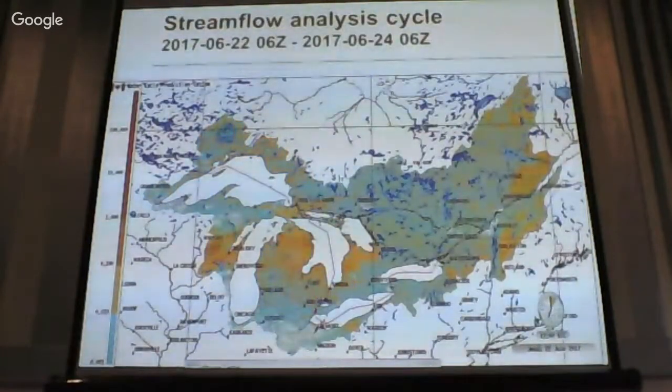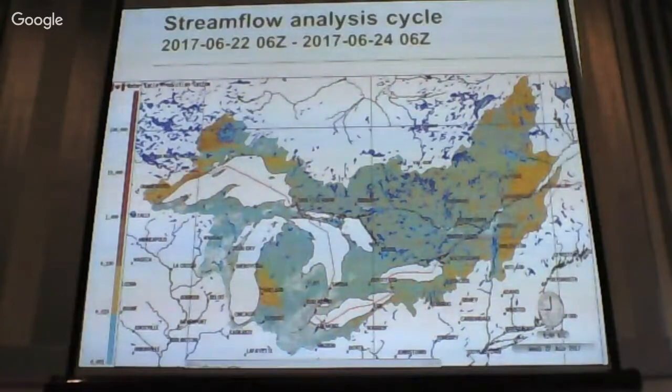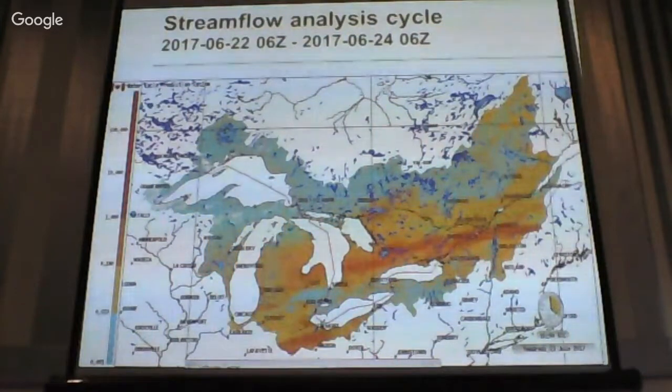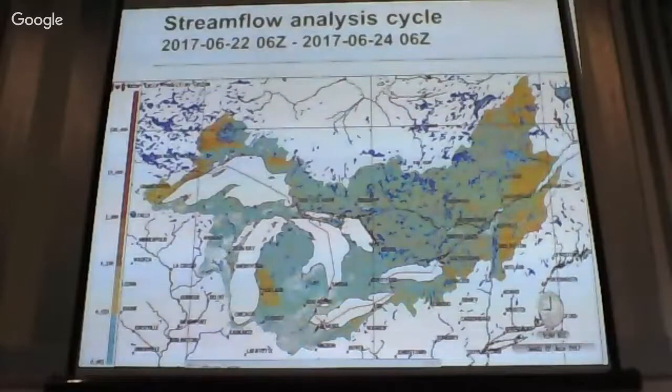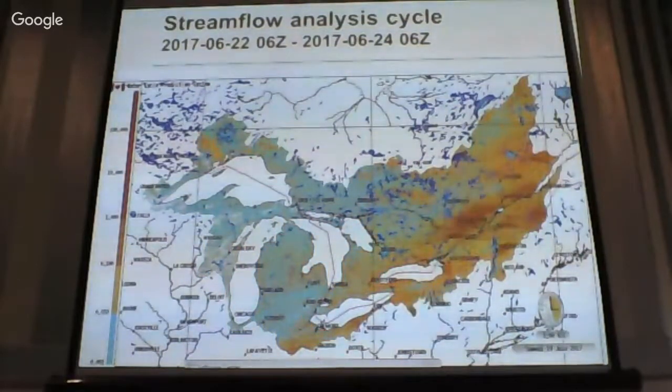So the system also produces streamflow forecasts almost as a byproduct. The objective was really to get the inflows into each of the Great Lakes, but we have streamflow forecasts on a 1-kilometer grid. So I'm here showing an animation of the analysis cycle over a 2-day period in June of this year on a log scale. So it looks like precip, but it's really streamflow.